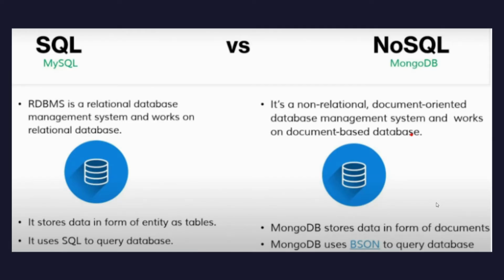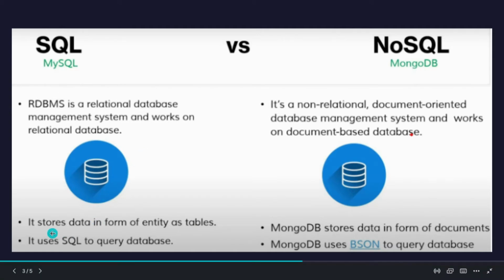SQL is an RDBMS, a relational database management system, and MongoDB is a non-relational database. It is a document-oriented database, whereas SQL works on the relational model. So, what is a document-based database and what is a relational database? You will come to know after this slide. Let's first read out these points.